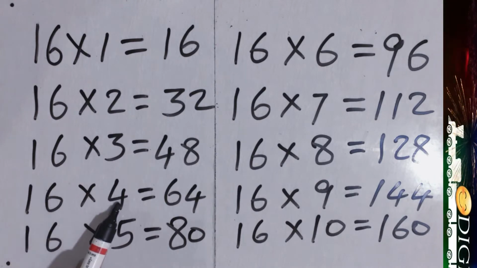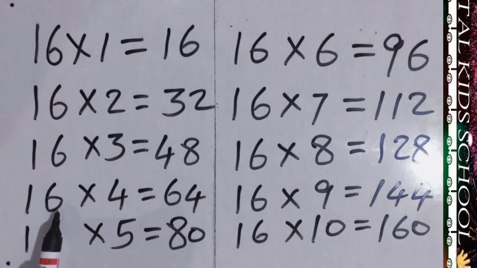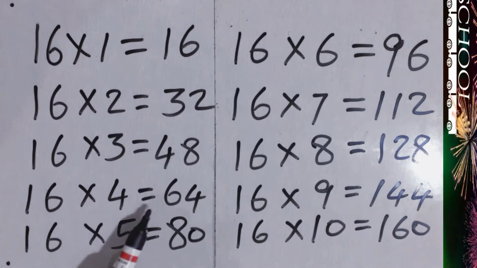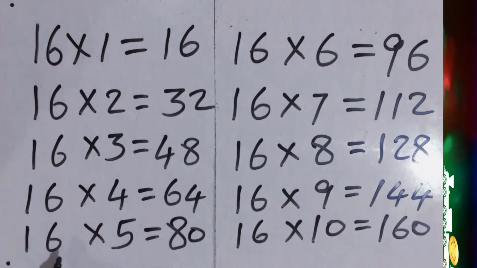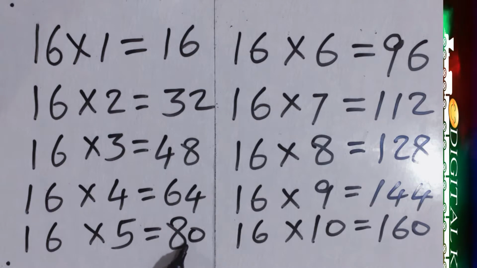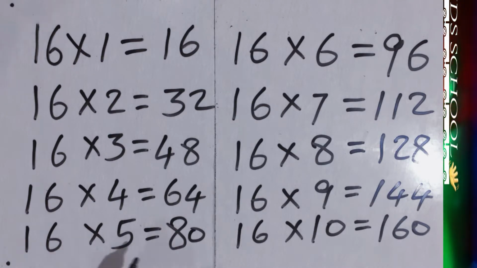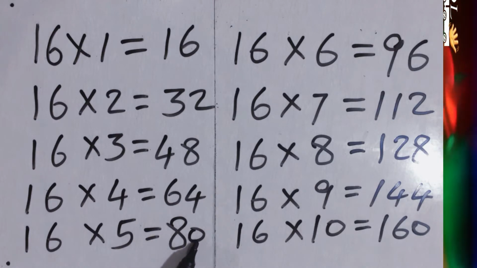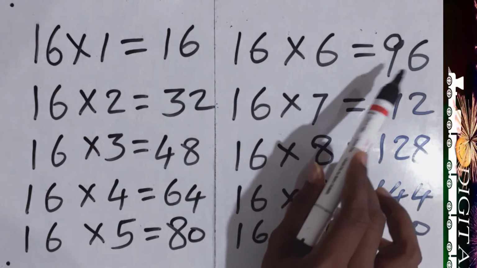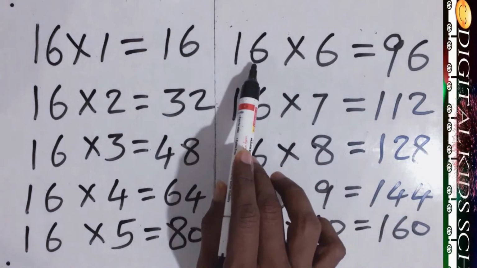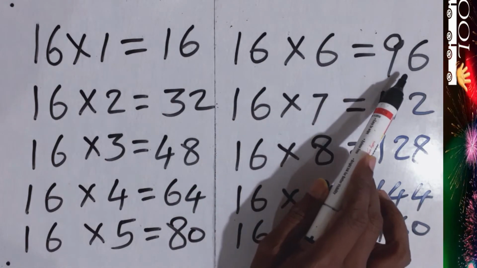16 4 ja 64. 16 multiplied by 4 is equal to 64. 16 5 ja 80. 16 multiplied by 5 is equal to 80. 16 6 ja 96. 16 multiplied by 6 is equal to 96.